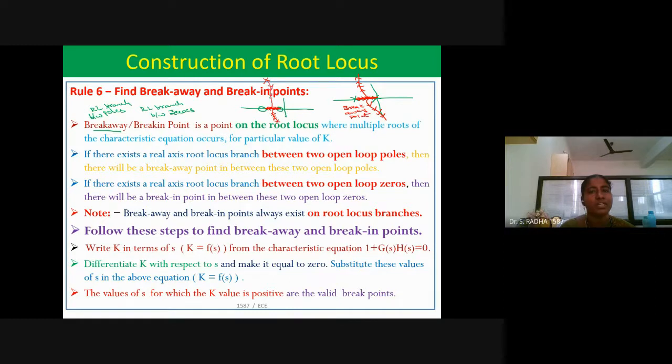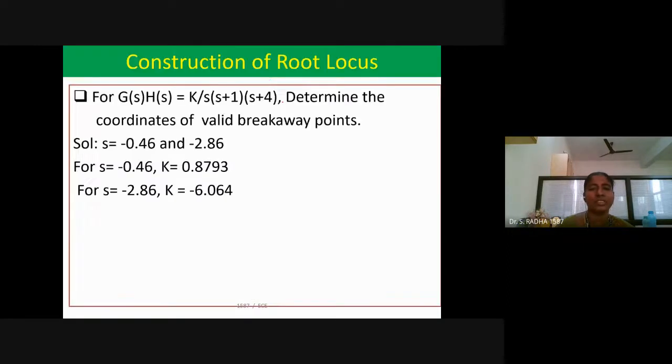Whenever there is a shortage of poles, we have to assume poles at infinity. Whenever there is a shortage of zeros, we have to assume zeros at infinity. This is the break-in point. When a root locus branch is between zeros, the break-in point will come. Whenever a root locus branch is between poles, then the breakaway point will come. The calculation for this, we will take up a problem and do it.